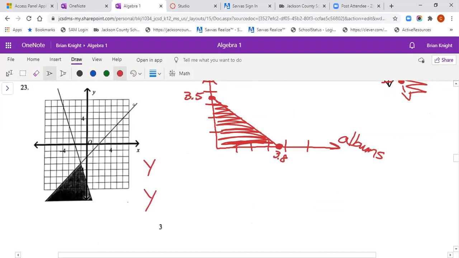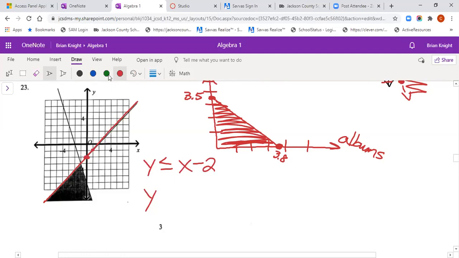All right, I'm going to do this one first. Everybody with me? First off, it's solid, and it's shaded where? Below it. So that's less than or equal to. Its slope looks like up 1 over 1, right? So that's just 1x. And where does it cross? Negative 2.